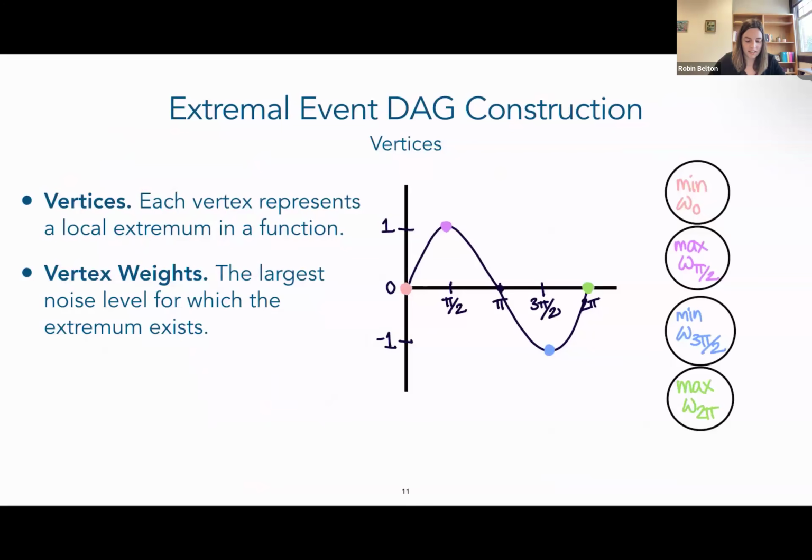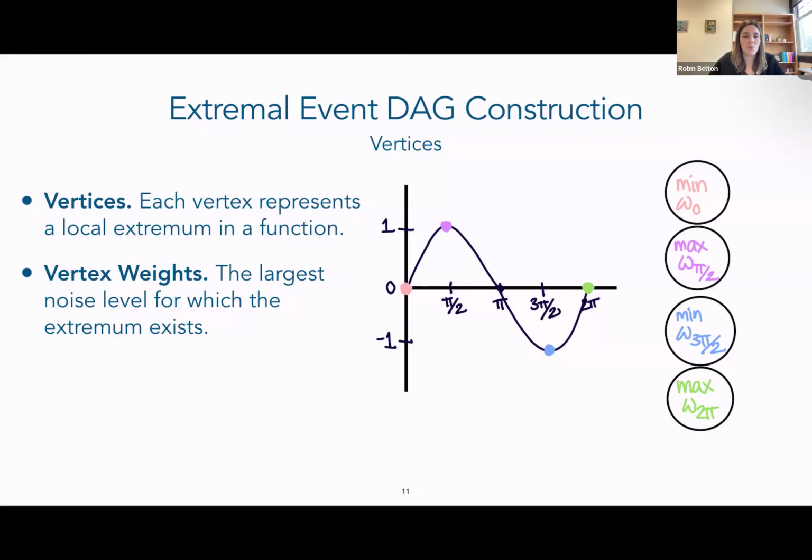So first, for constructing the vertices, each vertex is going to represent a local extremum of the function. So here I have one of my favorite functions, sine of x, from 0 to 2 pi. And it has 4 local extrema, so we're going to have 4 vertices.